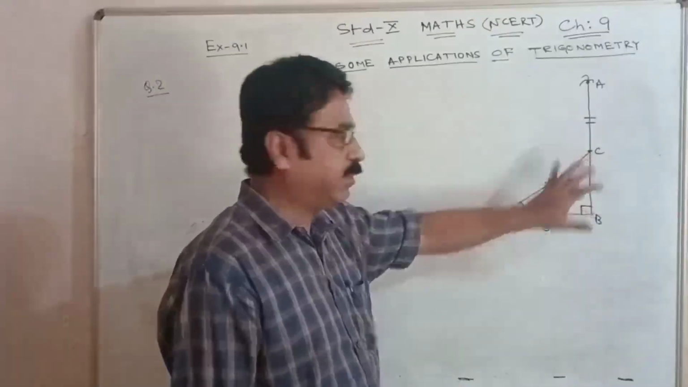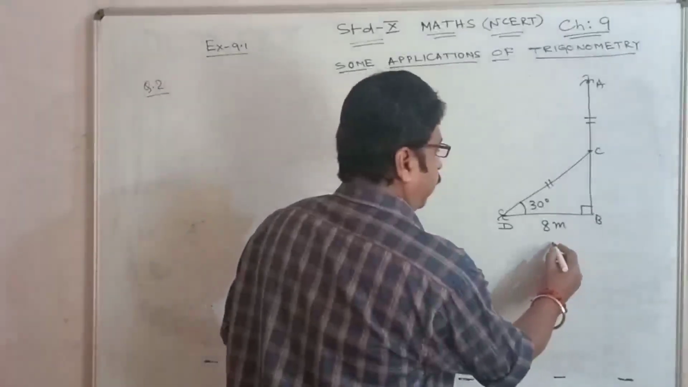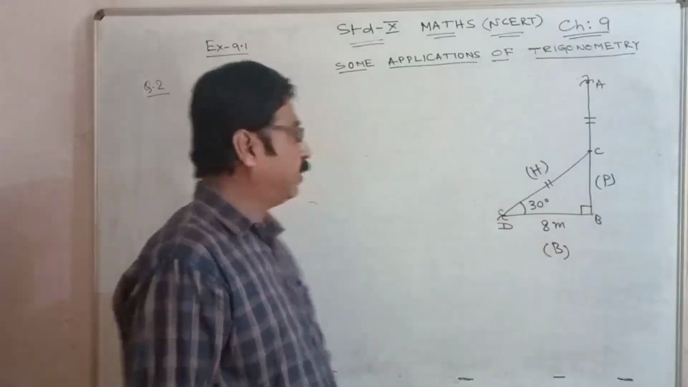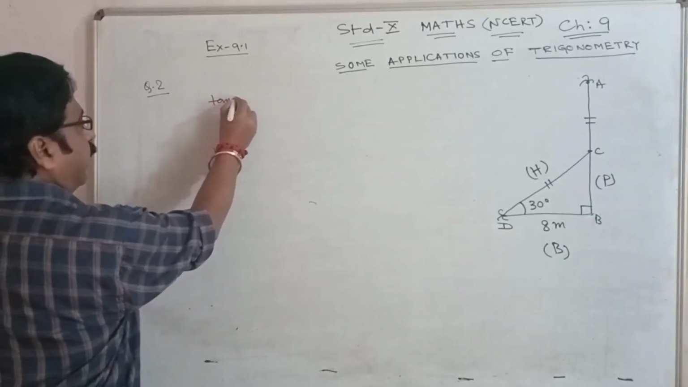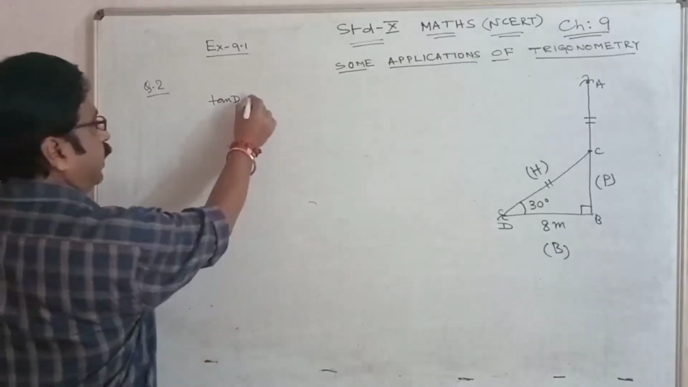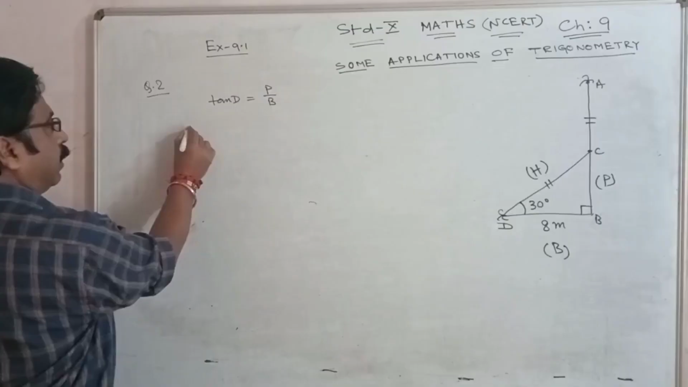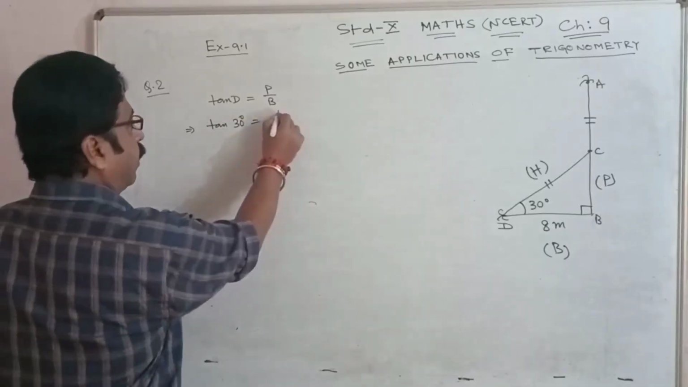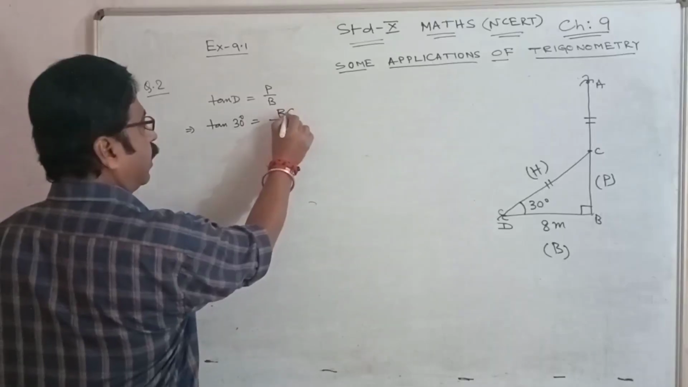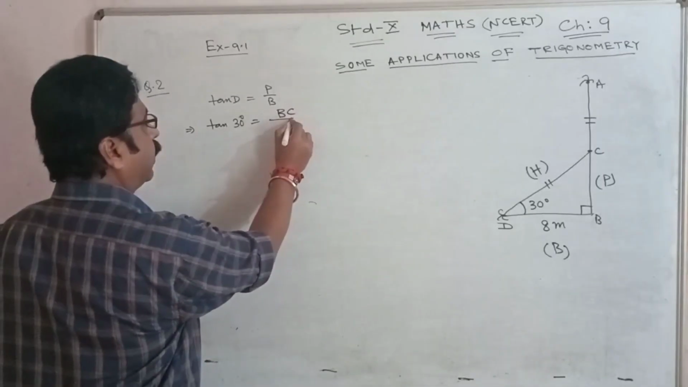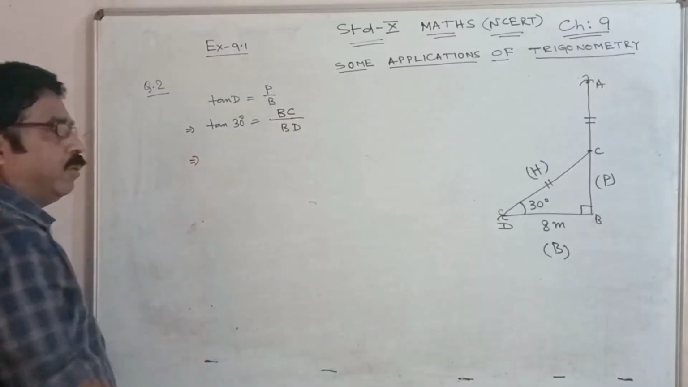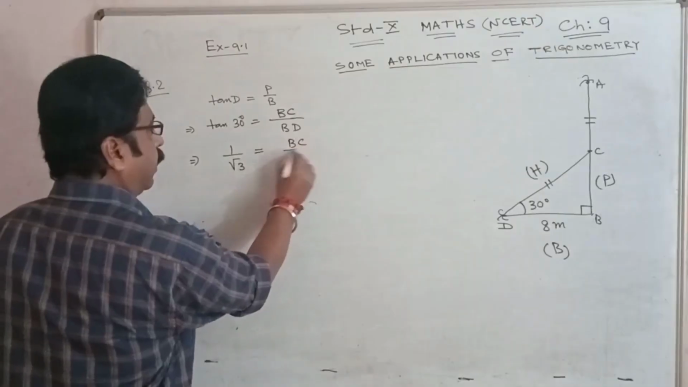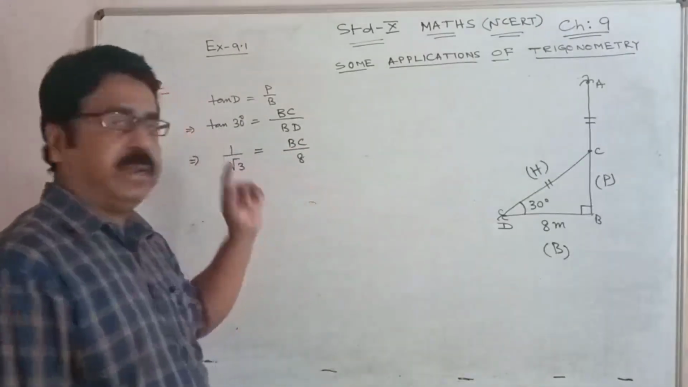Let us find first length of BC. It is base, perpendicular, it is hypotenuse. Perpendicular and base. So we can use tan D. Tan D is perpendicular upon base. D is 30 degree. Perpendicular is unknown. That means we can write BC and base is BD. Now tan 30 is 1 upon root 3. BC, BD is 8 meter is given. We are not writing unit here.